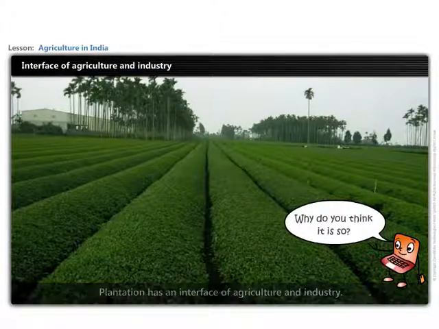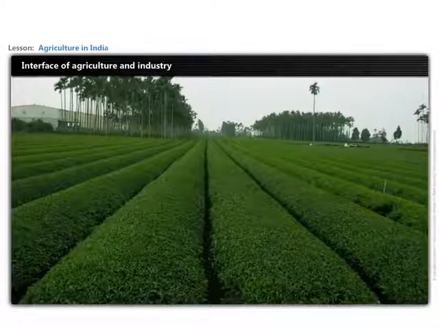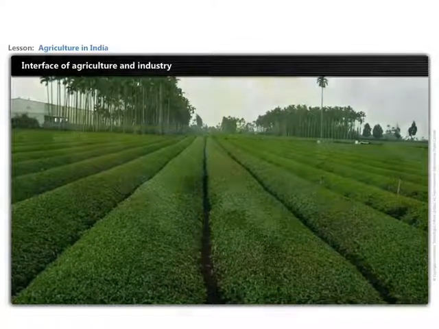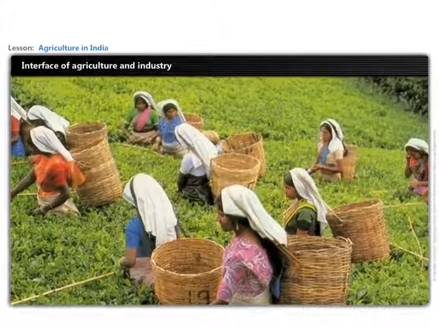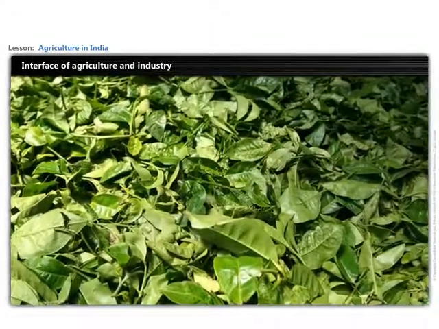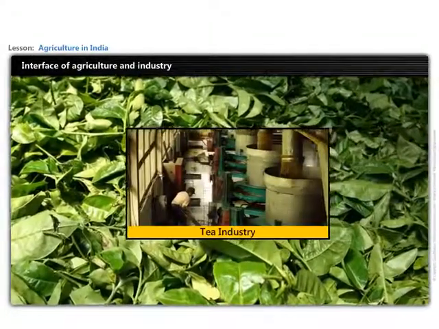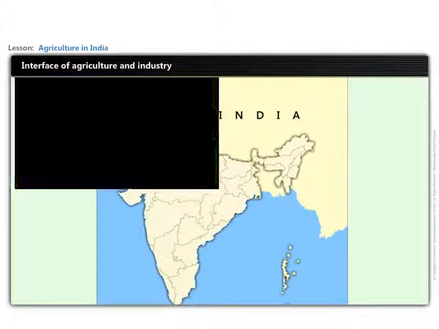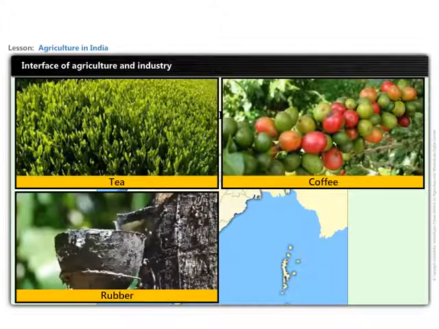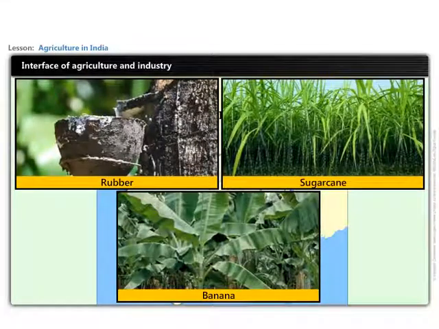Why do you think it is so? Plantation covers large tracts of land, uses capital-intensive inputs and migrant laborers. Produced crops are used as raw material in industries. Some of the important plantation crops in India are tea, coffee, rubber, sugarcane, banana, etc.